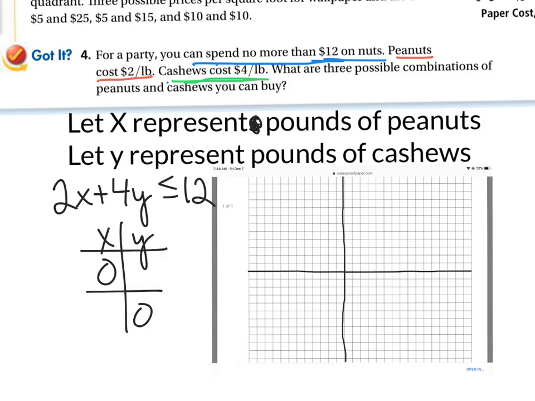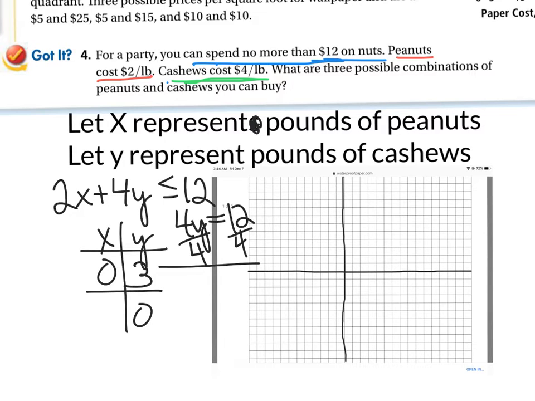So if we put a 0 in for x, 2 times 0 is 0, so that just drops out. So we're left basically with 4y equals 12. We're just going to say equals when we find our points, because this would be on our line. And so that would mean y would equal 3. So (0, 3) would be one point on our boundary line here.